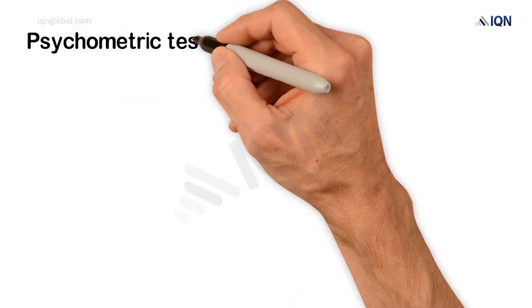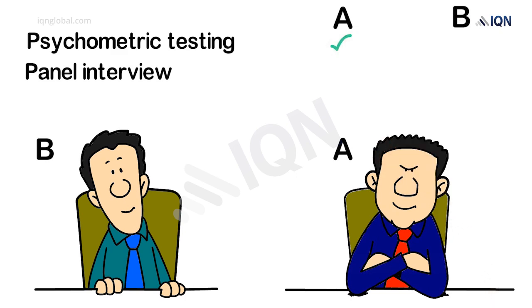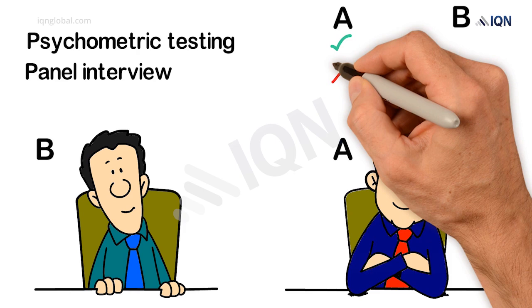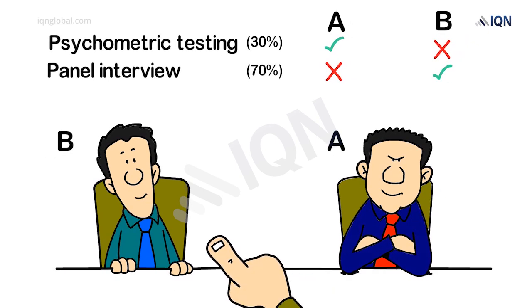Let's consider that an organization has used first psychometric testing and then panel interviews. Let's assume there were only two candidates. Candidate A performed well in psychometric testing, but did not do well in the interview. But candidate B performed better in the interview, but did not do well in the psychometric test. Let's assume the organization has a policy of giving a weight of 70% on the interview and 30% on psychometric tests. Since the interview has more weight, candidate B will be selected because candidate B performed better in the interview.